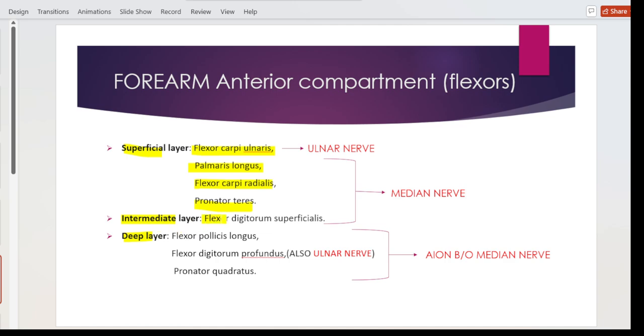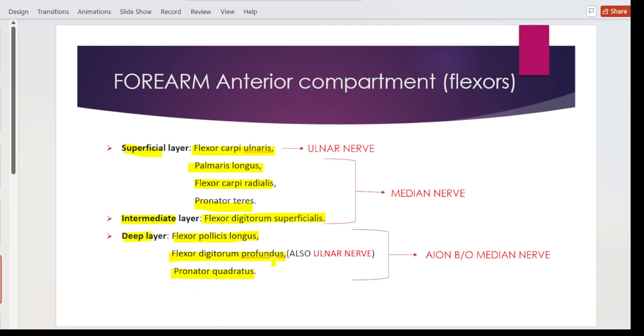Intermediate layer is the flexor digitorum superficialis, and the deep layer is flexor pollicis longus, flexor digitorum profundus, and pronator quadratus. Okay, so all the muscles of the anterior compartment of the forearm are supplied by the median nerve or a branch of the median nerve, except flexor carpi ulnaris, which is supplied by the ulnar nerve, because the name itself says ulnaris, it is supplied by the ulnar nerve.